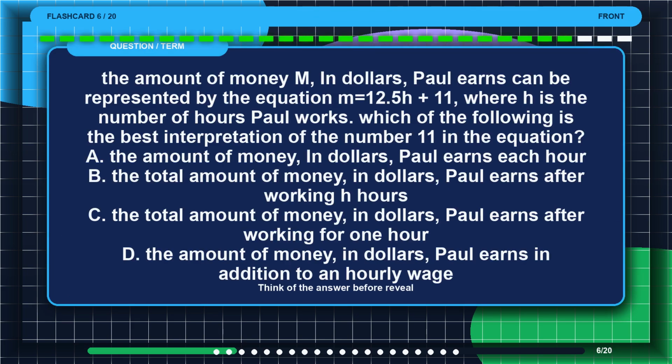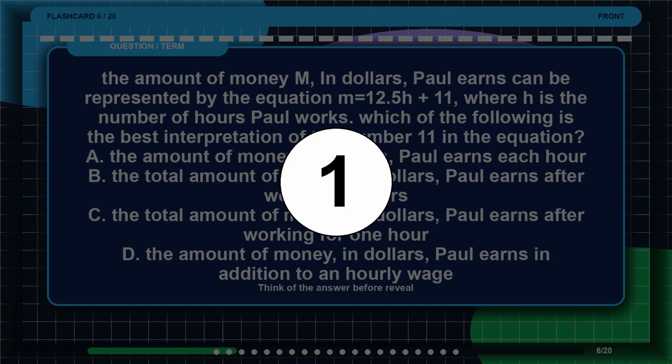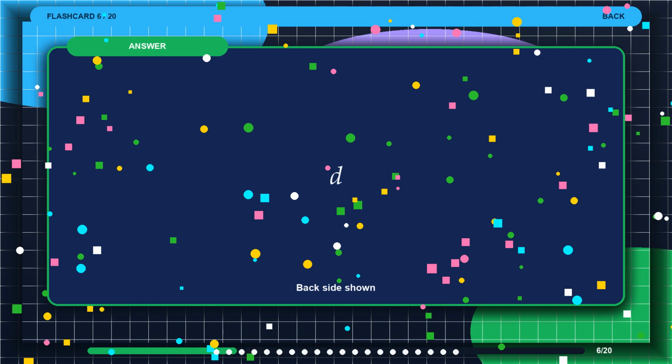Flashcard 6. The amount of money M in dollars Paul earns can be represented by the equation M equals 12.5H plus 11, where H is the number of hours Paul works. Which of the following is the best interpretation of the number 11 in the equation? A. The amount of money in dollars Paul earns each hour. B. The total amount of money in dollars Paul earns after working each hour. C. The total amount of money in dollars Paul earns after working for 1 hour. D. The amount of money in dollars Paul earns in addition to an hourly wage. Pause and think of the answer before the reveal. The answer is D.